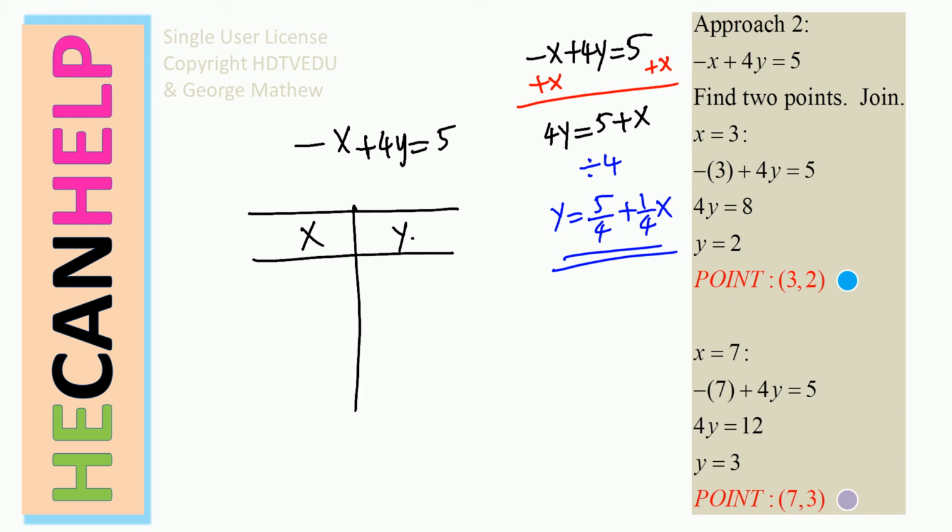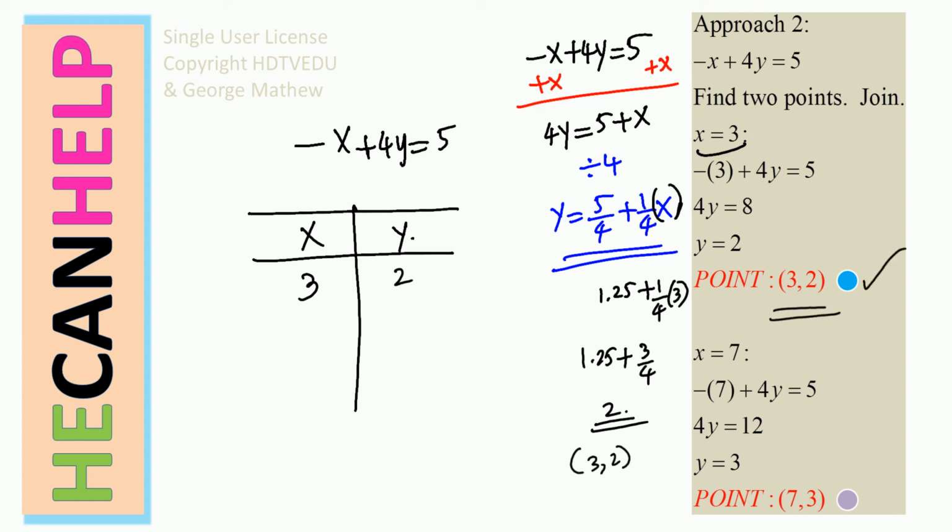To make a table, you just substitute some number, x equal to 3. So when you substitute x equals 3, what happens? 5 over 4 is 1.25, plus 1 over 4 times 3. So it is 1.25 plus 3 over 4, which is 2. So what is our point? It is 3, 2. We need one more point to draw the line.